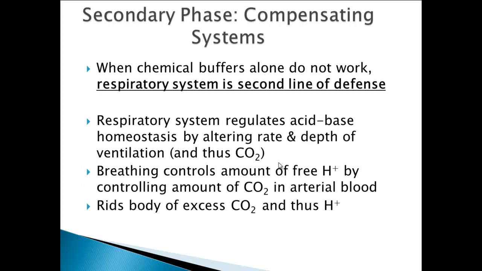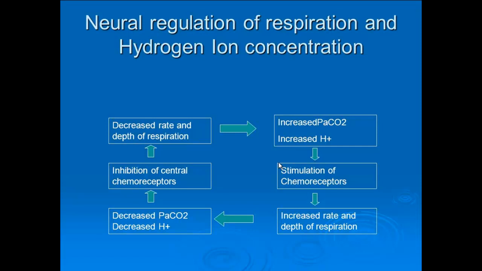Secondary phase is going to be the respiratory system. When those chemical buffers are not sufficient, the respiratory system will alter the rate and depth of ventilation and thus either hold in or blow out the carbon dioxide, which then also controls the amount of free hydrogen ion. As the level of carbon dioxide goes up or down, the hydrogen ion does the same thing, going up and down to match the changes in the level of carbon dioxide going up and down.